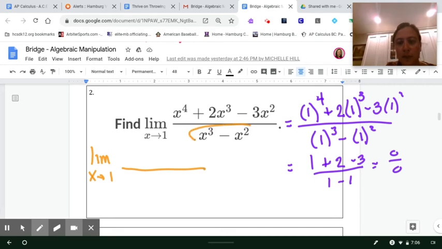That denominator, 2 terms. I'm thinking GCF or perfect squares. I can see a GCF. I pull out the x squared, and then I'm left with x minus 1. Remember, if you distribute it, you should get what you started with.